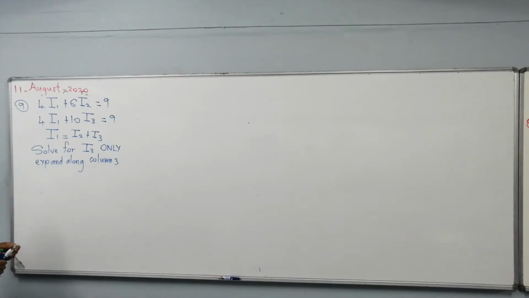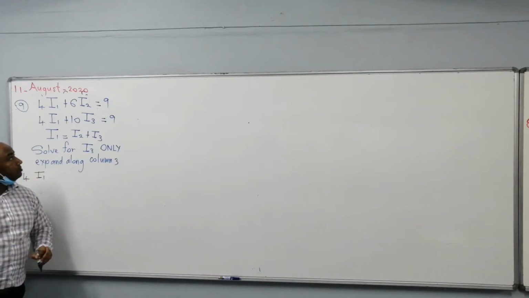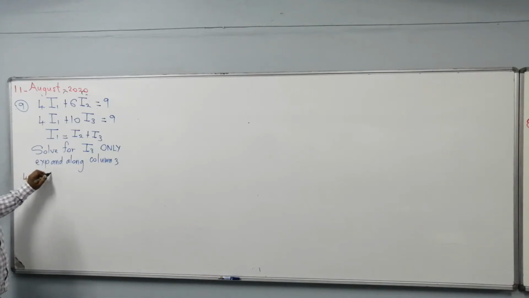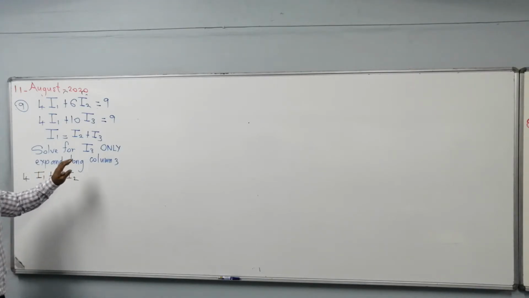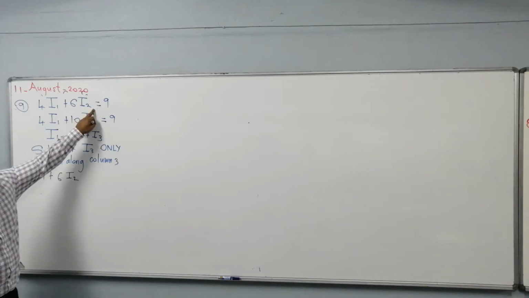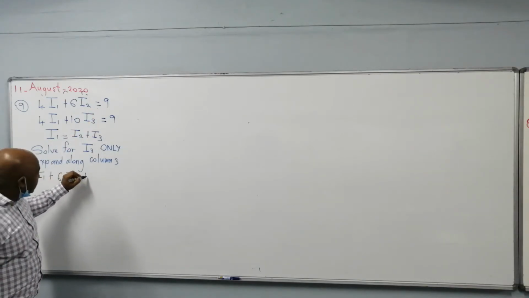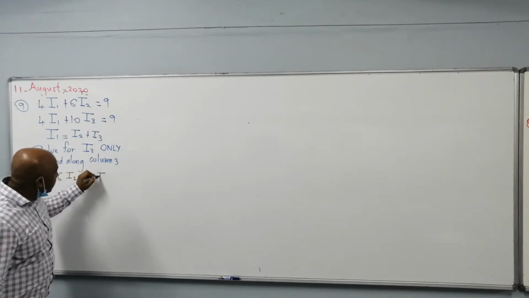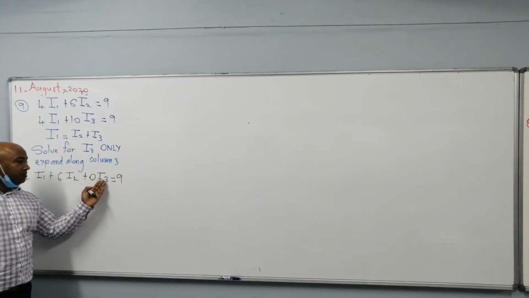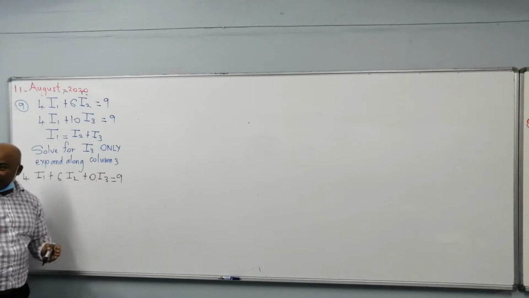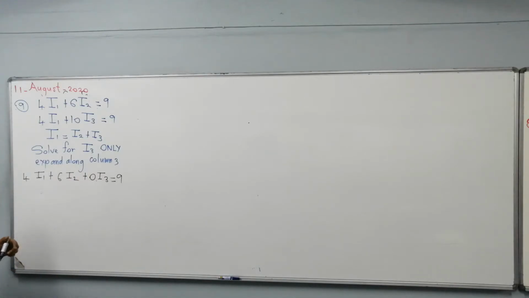So let's take equation number one. We got 4I1, now we got plus 6I2. But notice we are working on I3, but there is no I3. So you will write it as 0 multiplied by I3 is equal to 9, because 0 times anything is 0. So that is your equation 1.